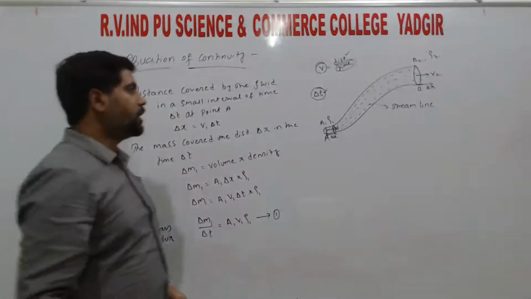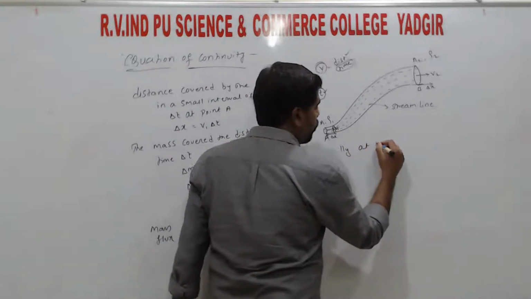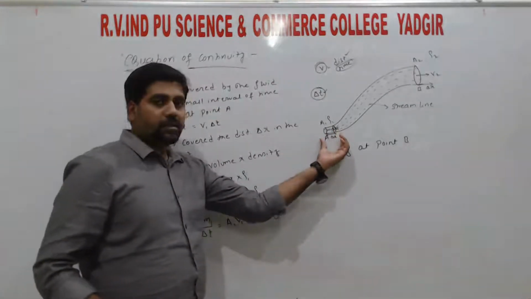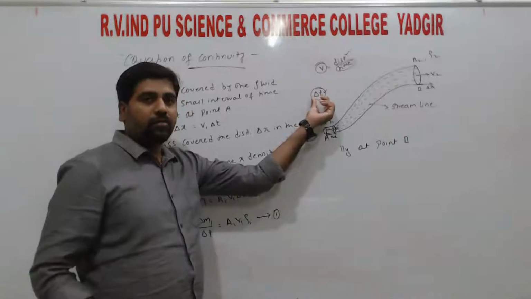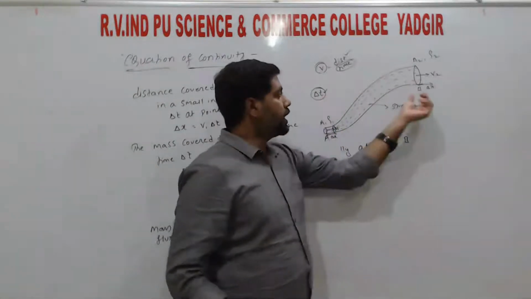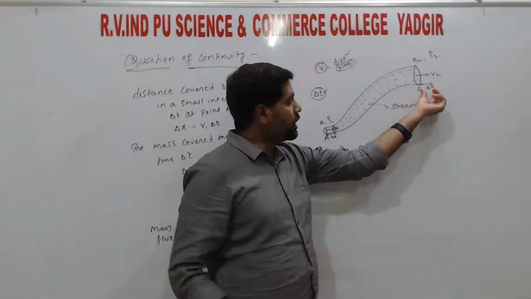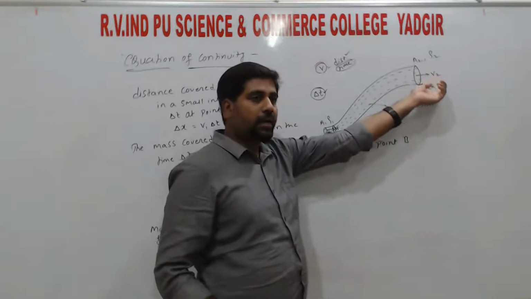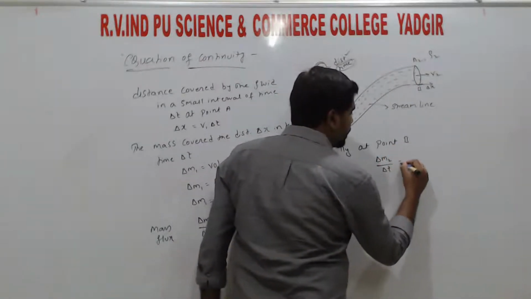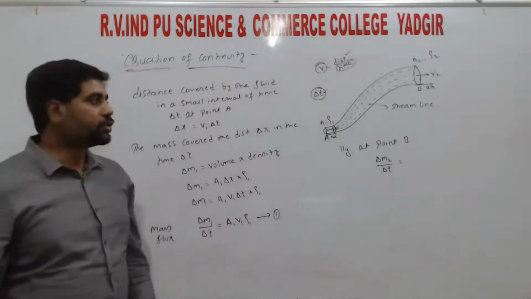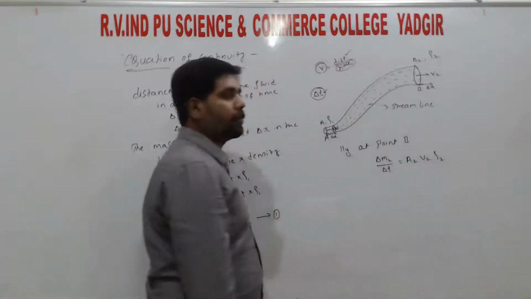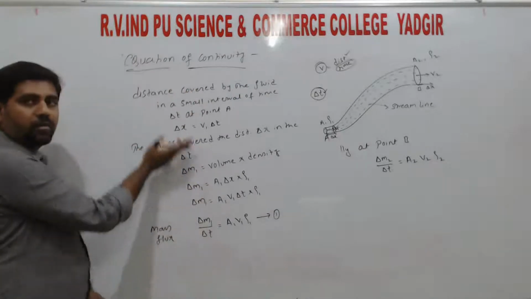Similarly at point B, right? The delta x distance is covered in a time of delta t. In this time, how much mass is covered? Delta m1, right? In the same delta t, here also it covers the distance delta x, and in delta x the mass covered is delta m2, right? So at point B we can directly write delta m2 divided by delta t, and the ratio will be A2 V2 rho 2, right? The steps are the same, so there is no need to repeat them.